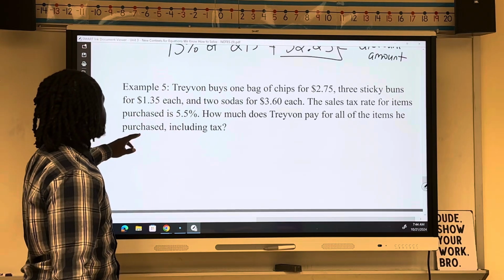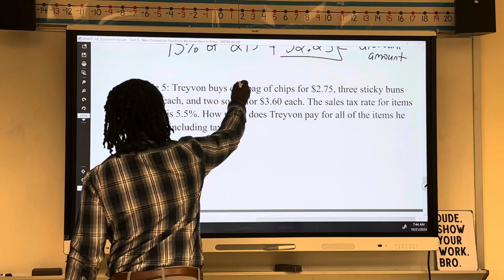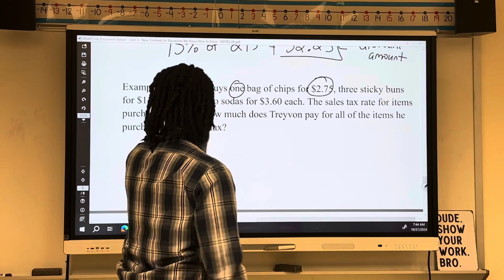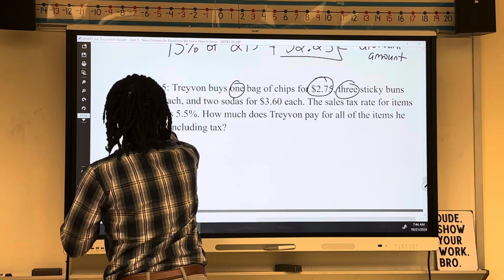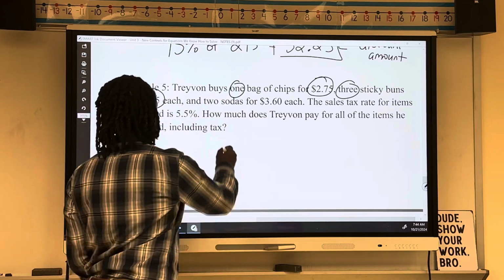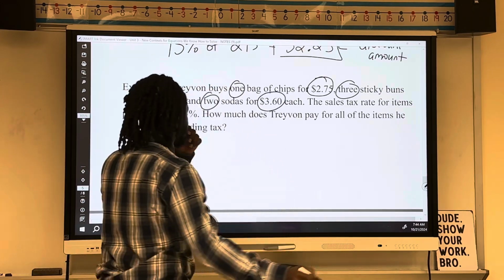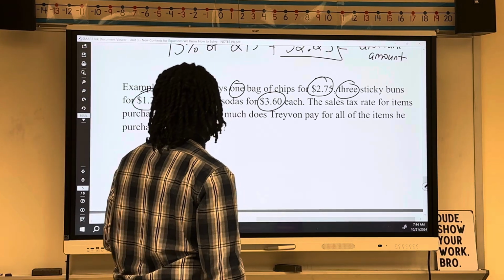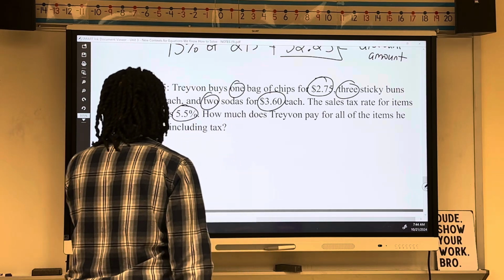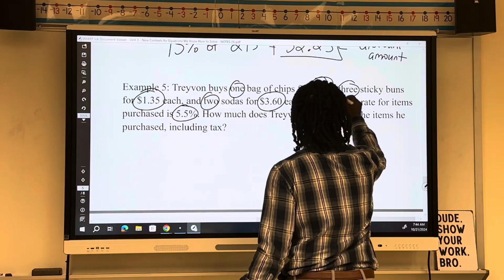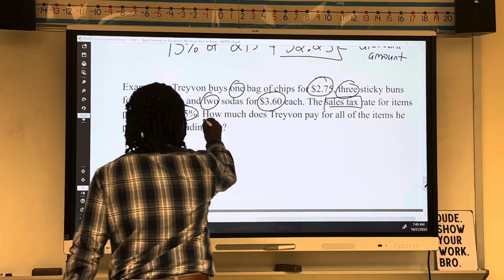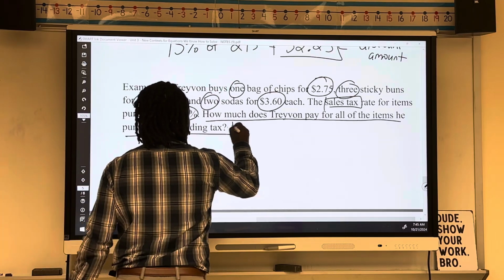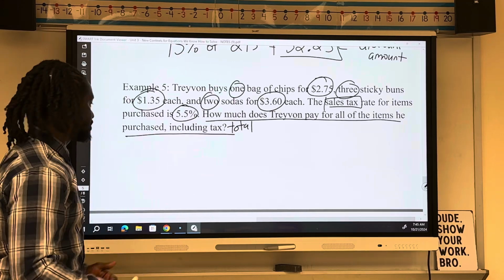And then last but not least, Trayvon buys one bag of chips for $2.75, 3 sticky buns for $1.35 each, 2 sodas for $3.60 each. The sales tax rate for the items is 5.5%. How much does Trayvon pay for all the items purchased, including the tax, right? So we got sales tax as a keyword, and then what we're looking for is all of the items, so items after the sales tax, so that is the total, okay?